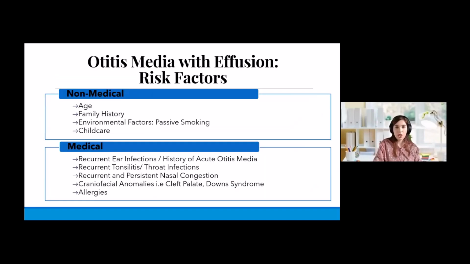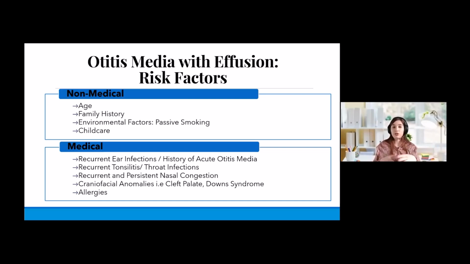Okay. So there's a couple of different risk factors or red flags for otitis media with effusion that can put a child at more of a risk of having it than other children. I've separated these into medical and non-medical factors. I suppose the big one is age. Otitis media with effusion is really prevalent in the pediatric population, particularly children aged between 6 months and up to 3 years.